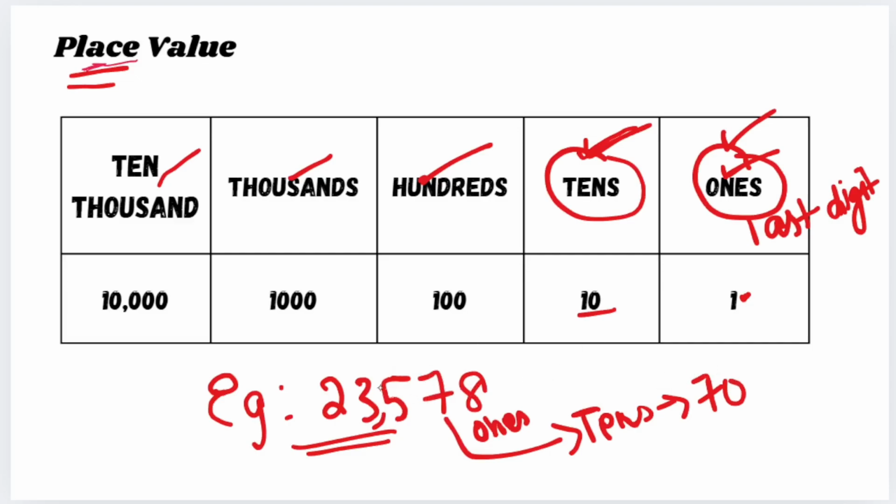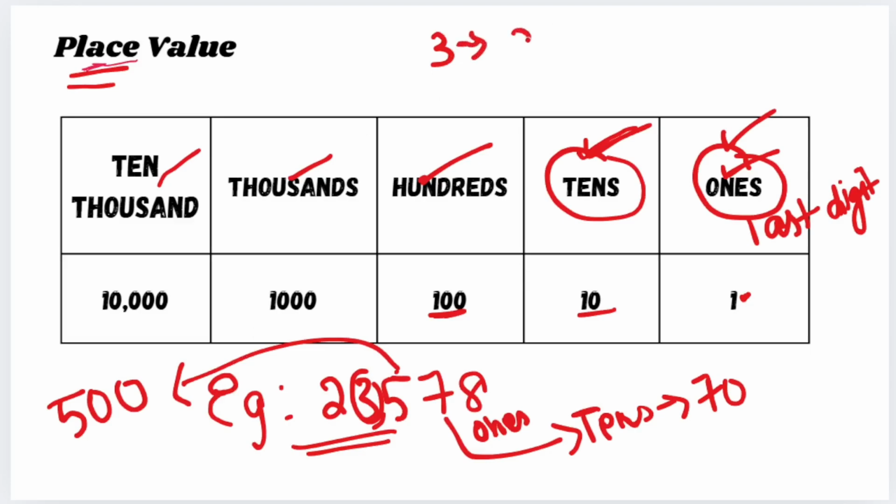Okay, fine. Then 5. 5 is in the place of 100. Then what will be the number? We should add 2 zeros. So I'm adding 2 zeros. So this is called the hundreds place. Then 3 is the next number. 3 is in the place of 1000. So 3 will become 3000. Why 3000? Because 3 zeros are there in the 1000 place. So I'm adding 3 zeros.